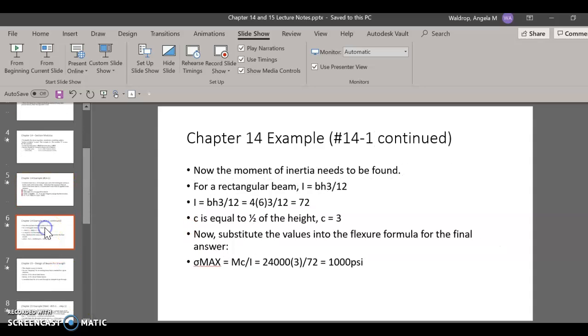Now, if we take a look at it again, we need to find the moment of inertia. The moment of inertia, this is a mistake here: it should be bh cubed over 12. I need to fix that. I'm fixing that for you now.